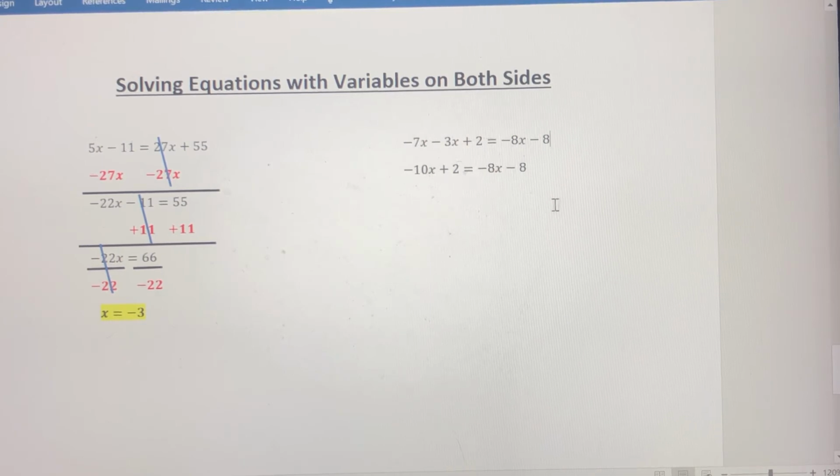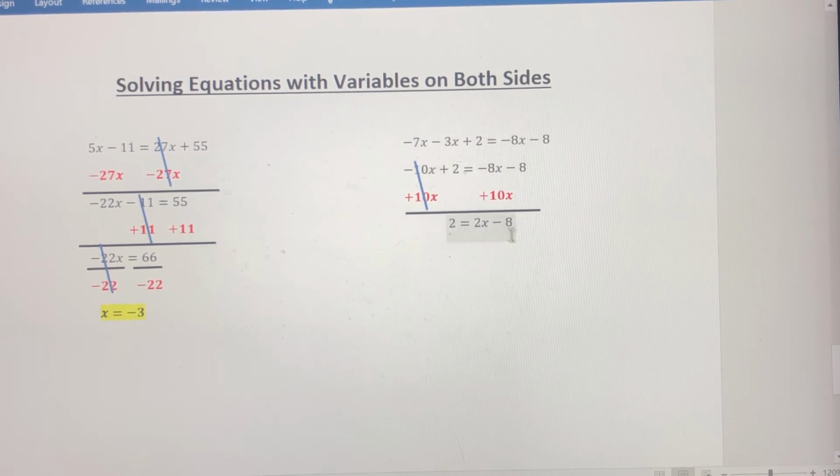So this time, just to show you how it works, I'm going to bring the x's over to the right side. So the opposite or the inverse of negative 10x is positive 10x. So I'm going to add 10x to both sides. On the left side, those are going to cancel out. So I'm going to bring down this 2. I'm going to combine these like terms, negative 8x and 10x, and I'm going to bring down the negative 8. So my equivalent equation is positive 2 equals positive 2x minus 8.